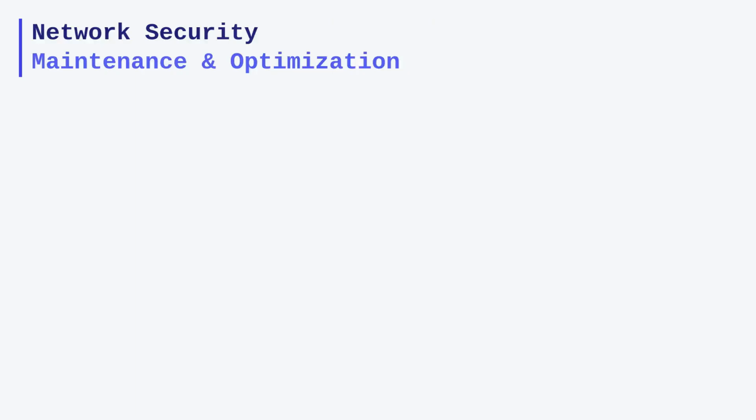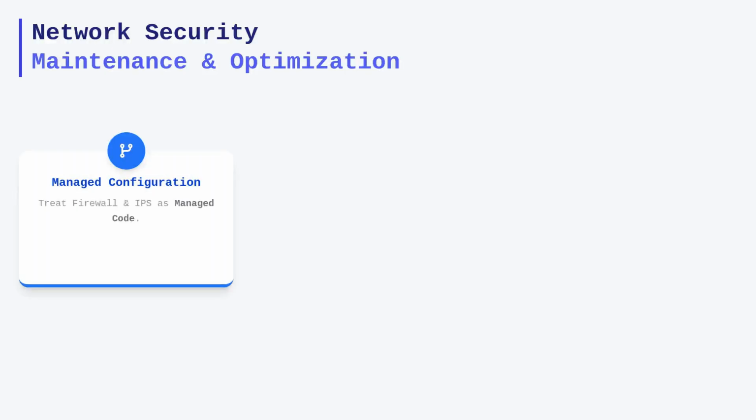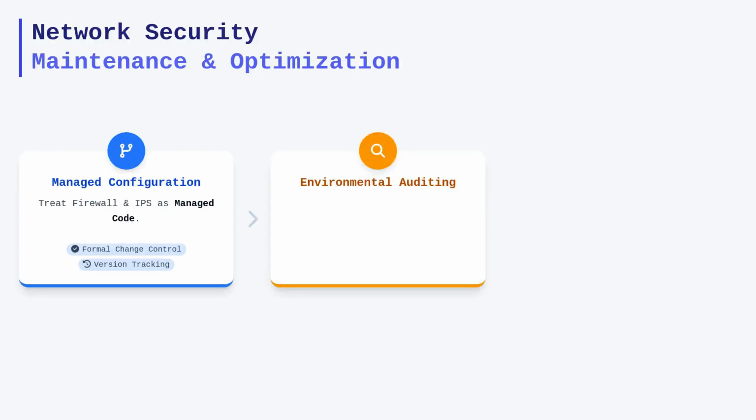Effective security is found in the maintenance of these systems, specifically through strict rule-set optimization and routine environmental auditing. You should treat your firewall and IPS configurations as managed code, requiring formal change control processes and version tracking to prevent unauthorized or unintended modifications. During these audits, you must actively identify and remove unused or redundant rules, as rule bloat leads to performance degradation and increases the likelihood of human error during troubleshooting.